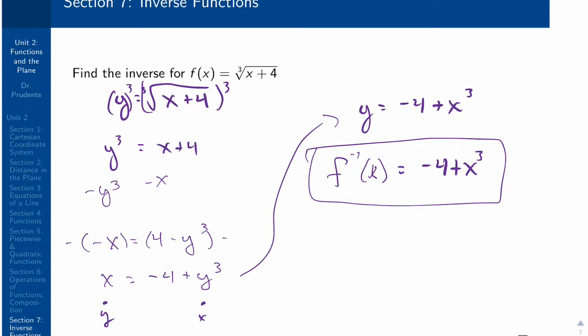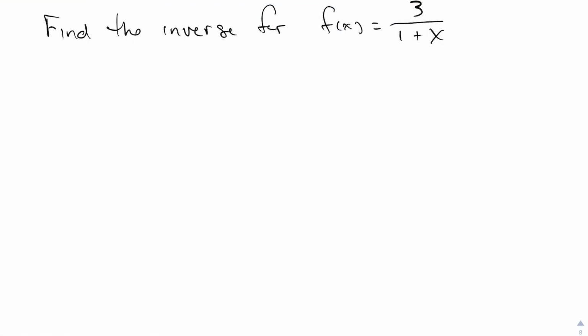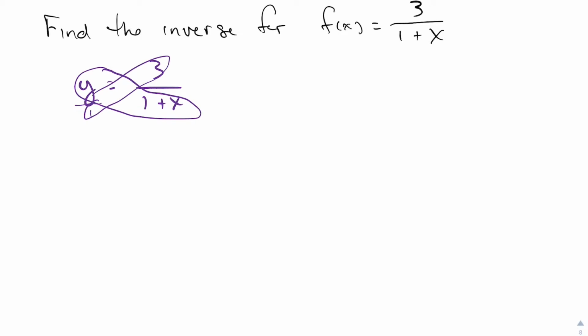Now let's try one more example. Here, we want to find the inverse for this function. F of x is equal to 3 divided by 1 plus x, right? So what we'll do is we change our f of x to y, and then we'll solve for x. What we would do here is we would cross multiply, right? We said 1 is always kind of an implied denominator. So what we do is we cross multiply. Y times 1 plus x is equal to 3.